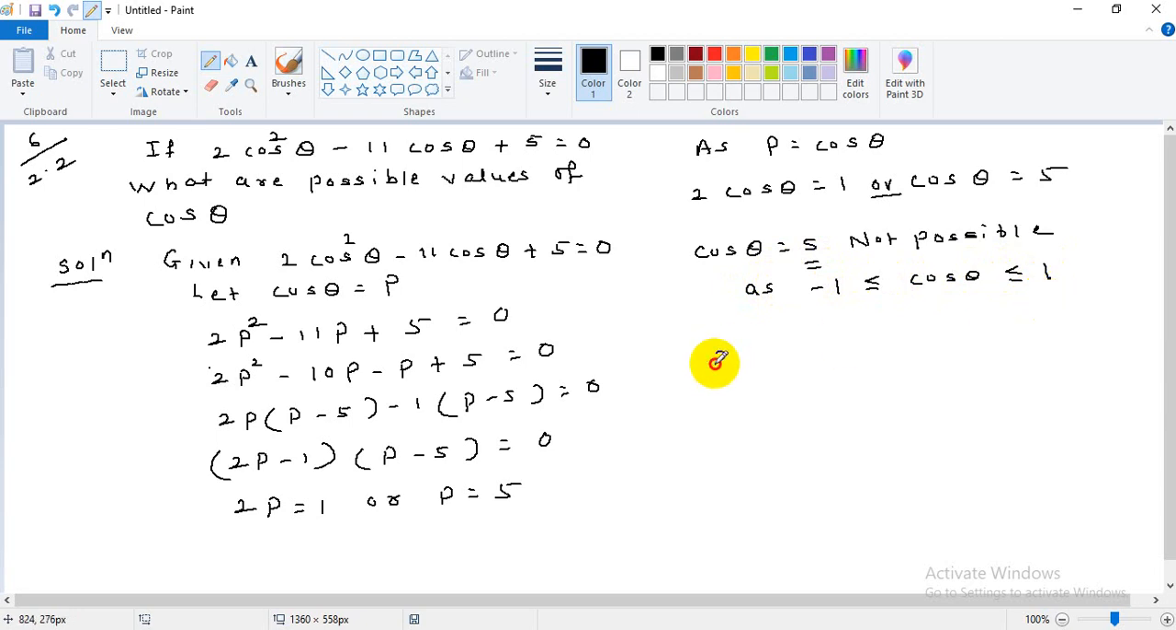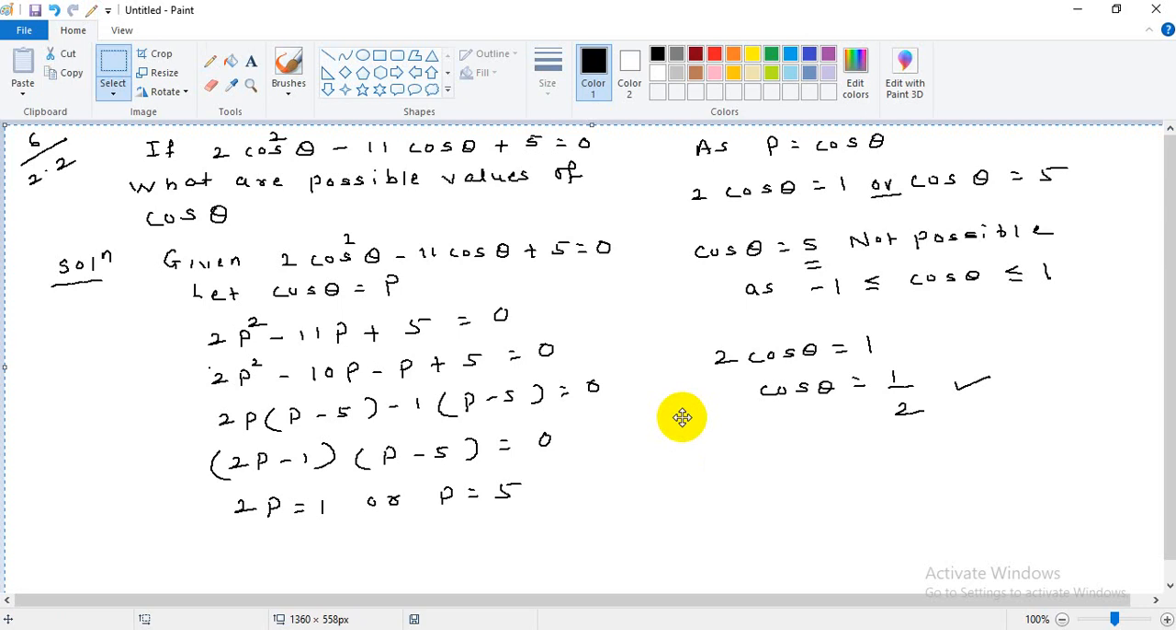So now what? 2 cos theta is equal to 1. That is where it is possible. So cos theta is equal to 1 upon 2. They have asked what the possible values of cos theta are. So the possible value of cos theta is 1 upon 2. So this is acceptable. These problems, permissible values, possible values, they all depend on the range of the functions.